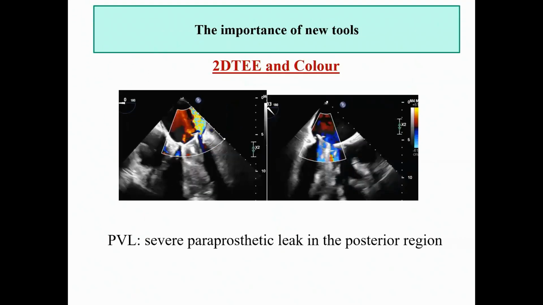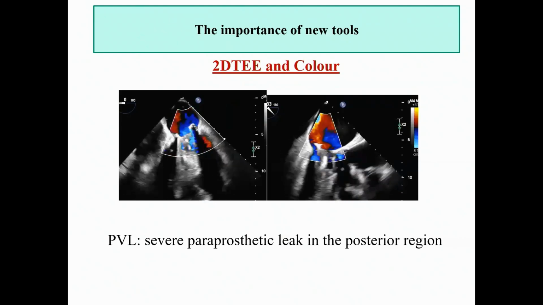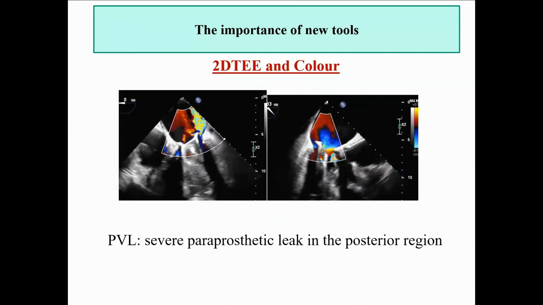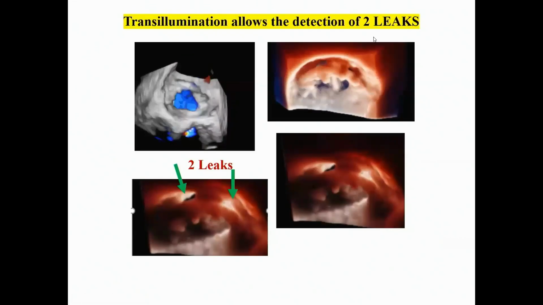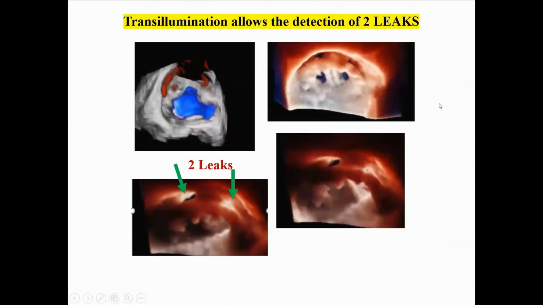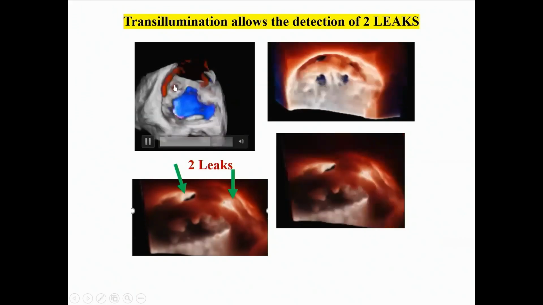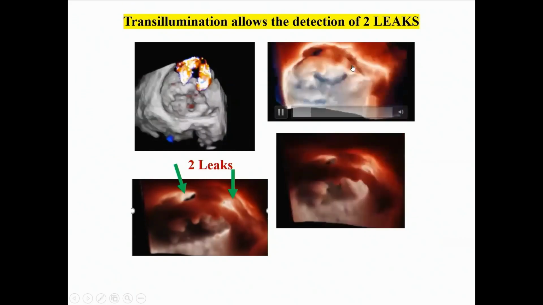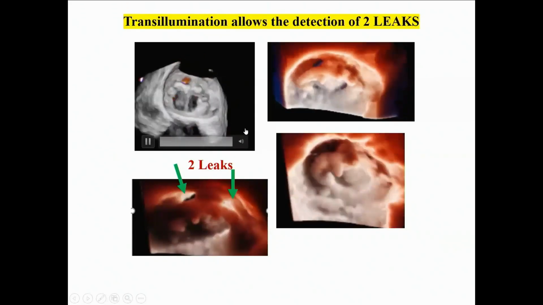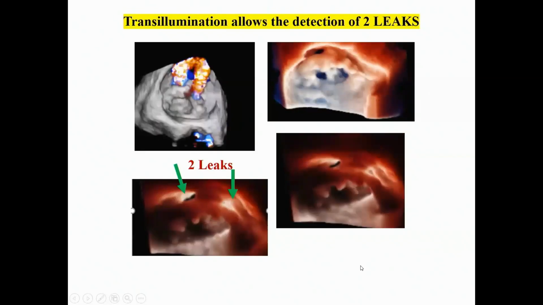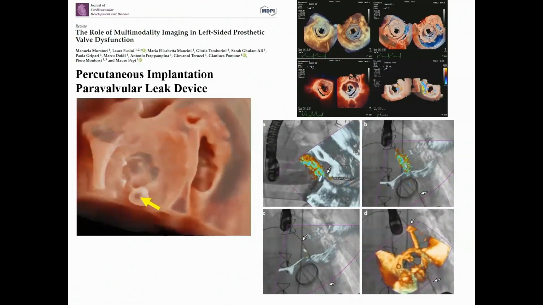This is an example of the importance of new tools. This is a patient with a severe paraprosthetic leak in the posterior region. But if you see the 3D, it may add a lot, because this is not one hole, but there are two paravalvular leaks that you may observe both in terms of morphology and also of color jets.